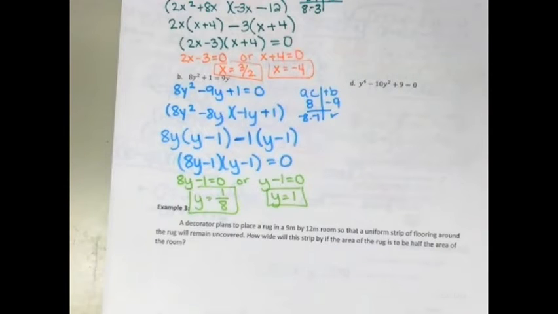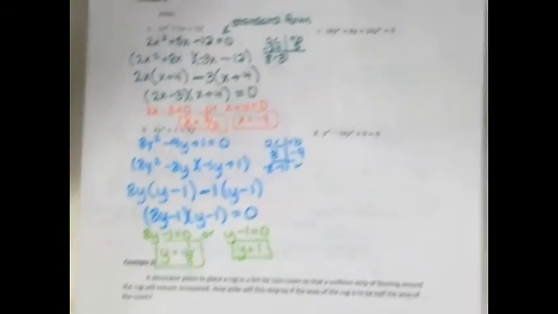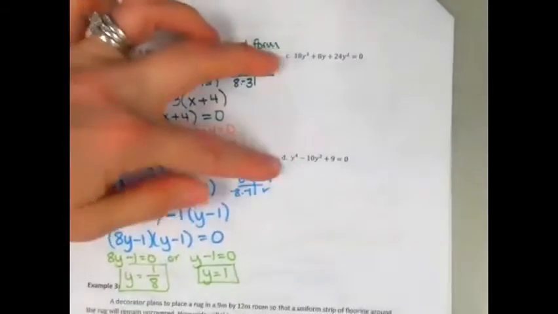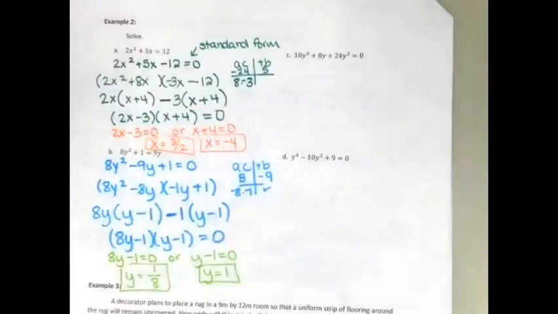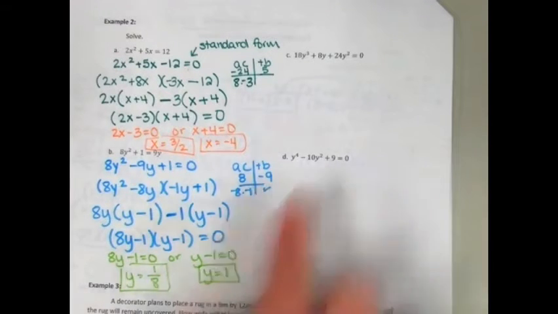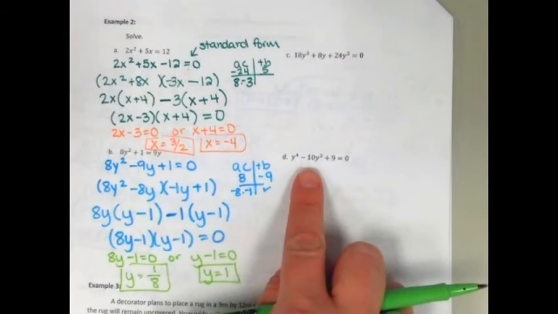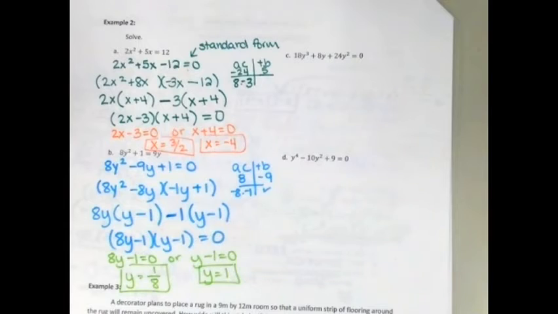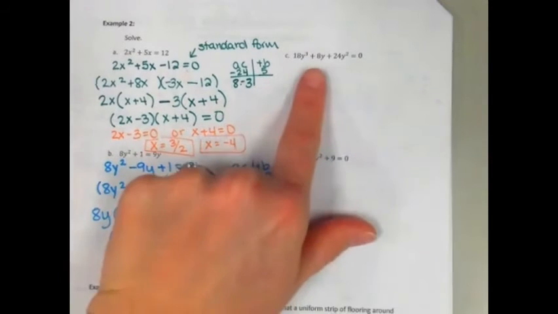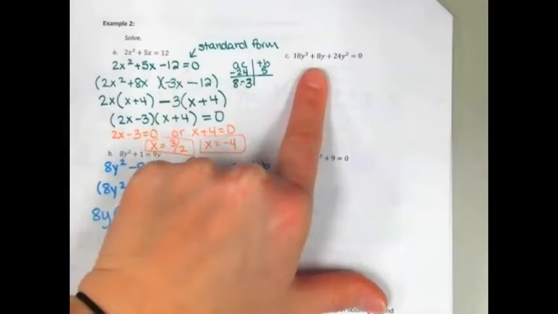Any questions with that? Does that make sense to you guys? Yeah, okay, good. Let's look at C and D here, okay? Looking at C, what's my highest exponent? 3. So we have a possible of how many answers? 3. In D, what's my highest exponent? 4. So we have a possible of 4 answers. Exactly, okay? Now, sometimes they can repeat, but not all the time, okay? But that's the possible.